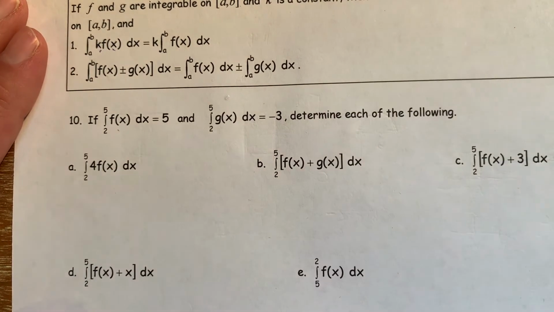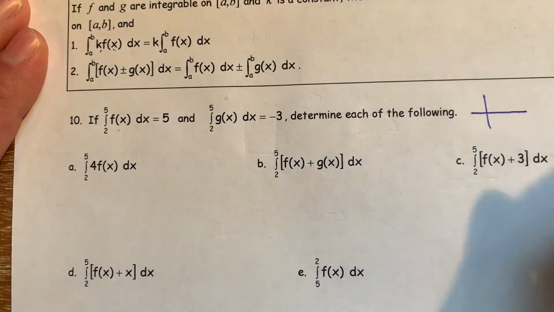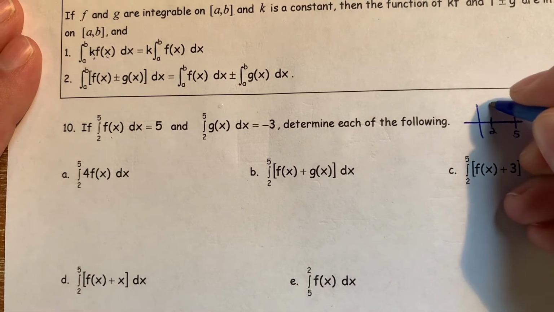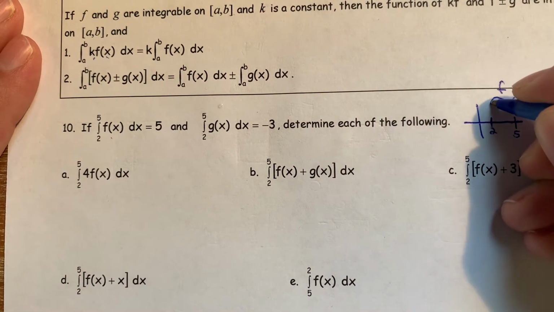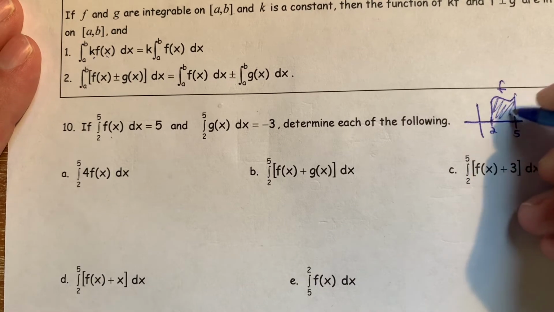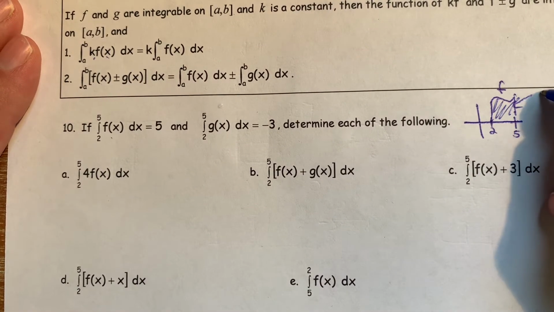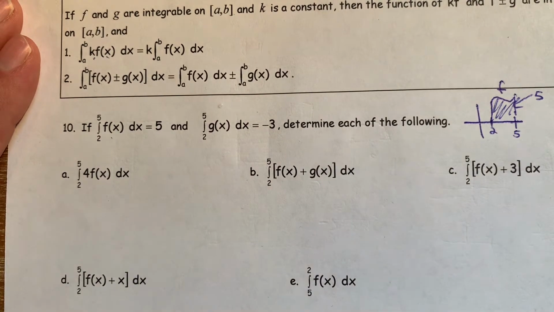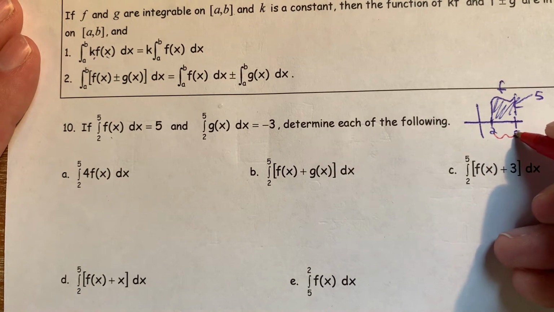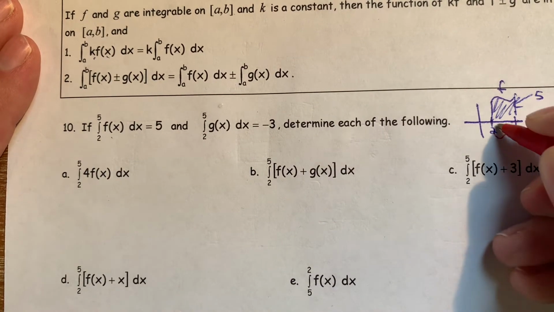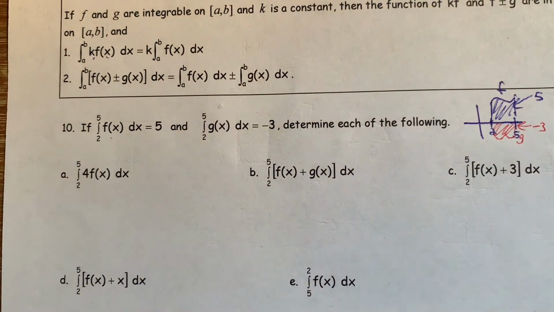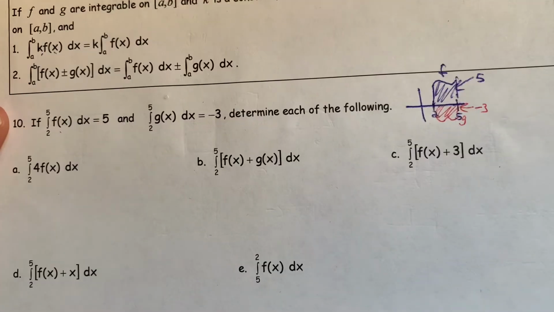There's some function. We don't know what it is, but we know that the integral from 2 to 5 of that function, that area, is equal to 5. And the integral from 2 to 5 of some other function, maybe it looks like this. This is g of x. That area is -3. So use that to answer these questions.